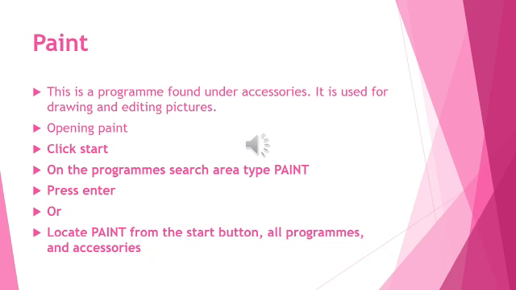You click Start. Under the program's search area you can type Paint, then press Enter, or else you can click Start. From the All Programs facility you can locate Paint and click on it.